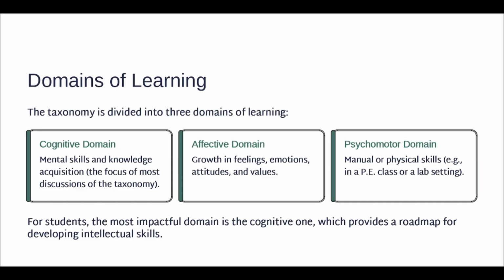The taxonomy is divided into 3 domains of learning: cognitive domain, mental skills and knowledge acquisition, the focus of most discussions of the taxonomy; affective domain, growth in feelings, emotions, attitudes, and values; psychomotor domain, manual or physical skills, for example in a PE class or a lab setting. For students, the most impactful domain is the cognitive one, which provides a roadmap for developing intellectual skills.